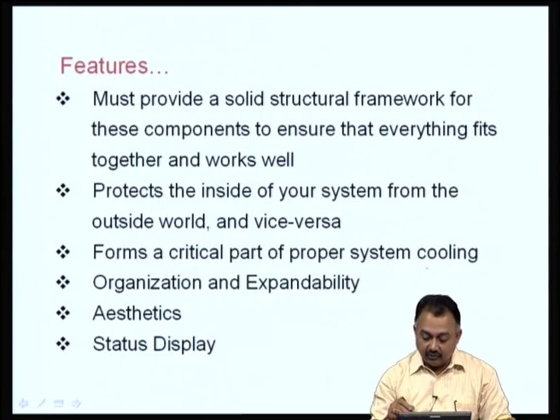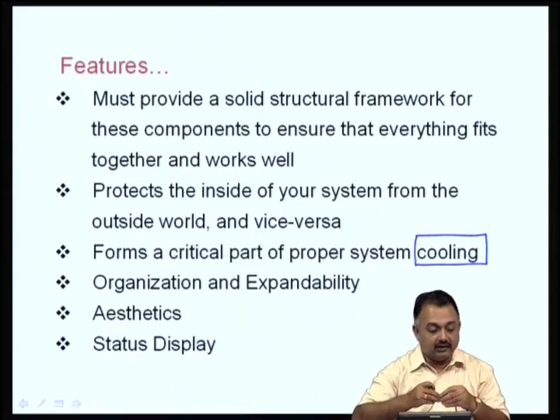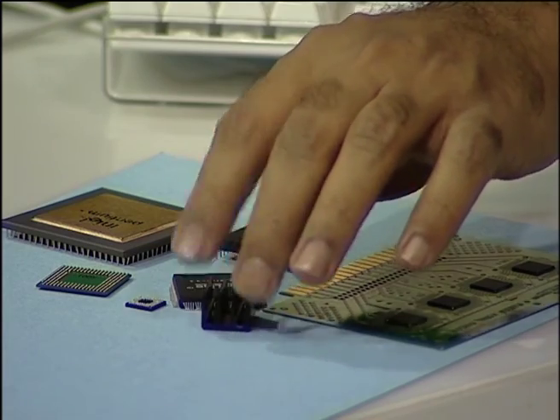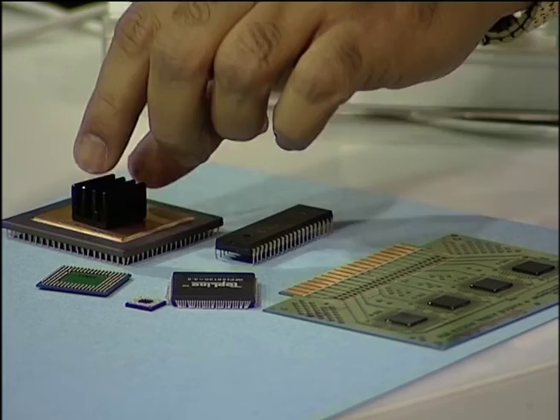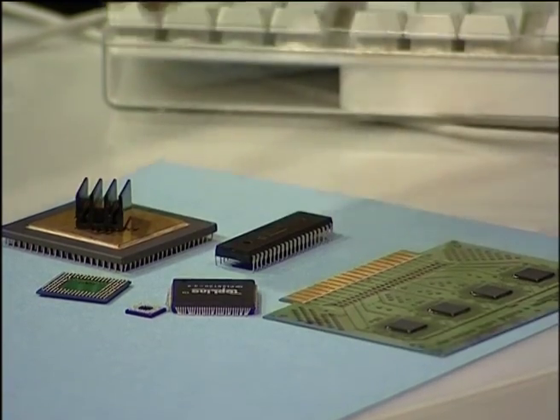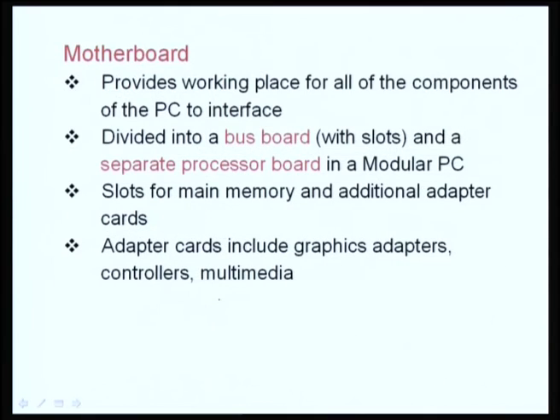There should be a definite cooling mechanism for every PC. So, are you going to use a heat sink? For example, this is an example of a heat sink, a small heat sink. This is made out of aluminum. This can be mounted on a processor to remove heat, and you can see the configuration of a heat sink, the corrugated structures. That means you are providing more surface area to remove the heat away from the device. Then aesthetics, status display and so on.